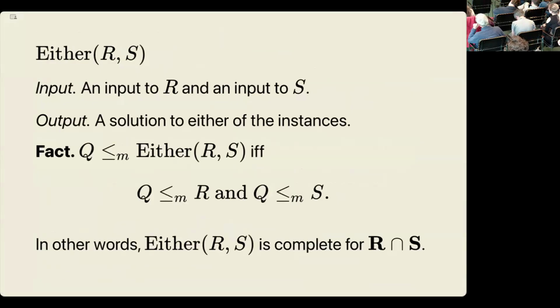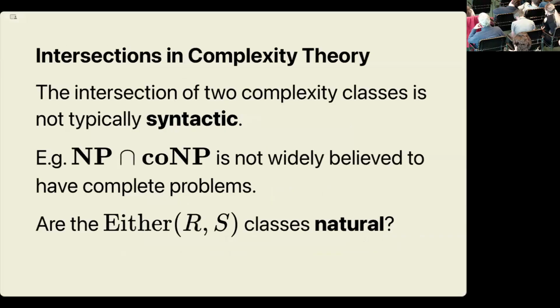And it's not hard to verify for yourself that Either is complete for the intersection of the two classes. So a search problem is going to reduce to Either if and only if it reduces to R and it reduces to S. And as I said earlier, this is an unusual thing in complexity theory, right? If I take the intersection of two complexity classes, this is often a natural thing to do, but it's never syntactic. Like NP intersect co-NP is widely believed not to have complete problems, but yet these TFNP subclasses are syntactically well behaved. If I take their intersection, there is a complete problem.